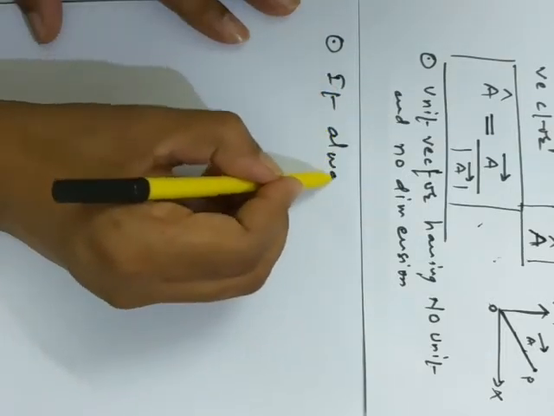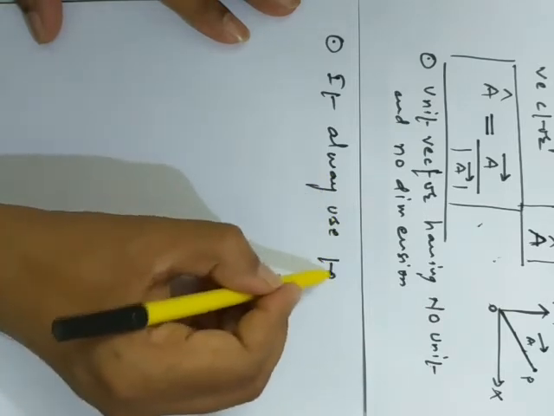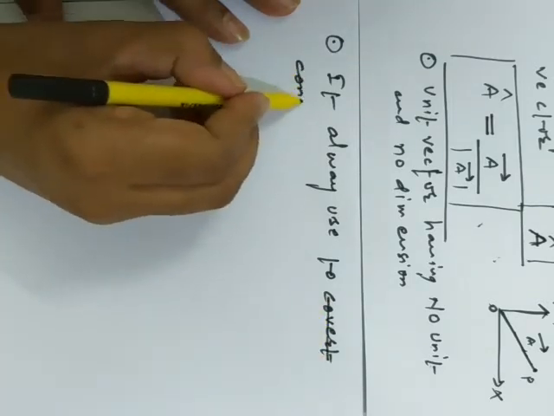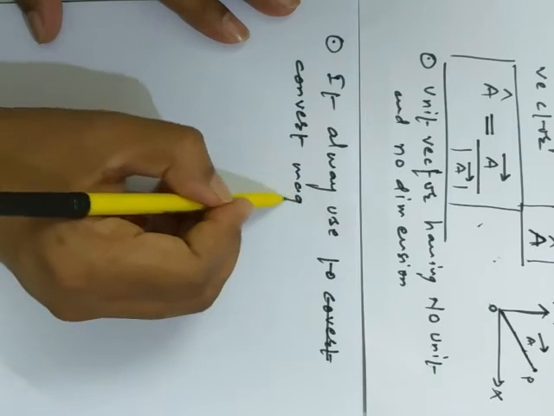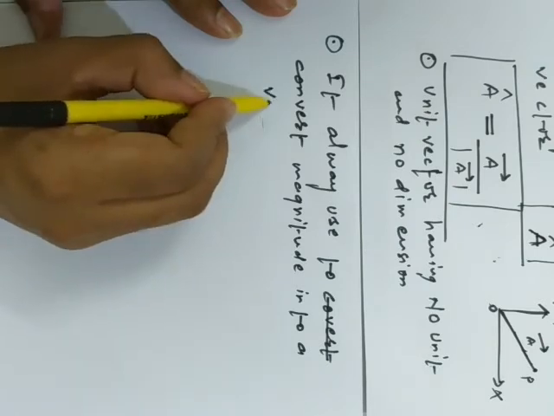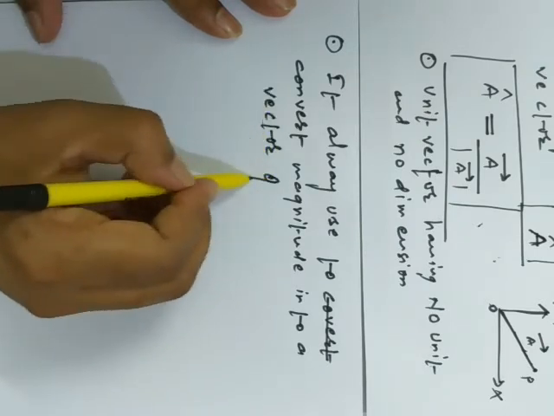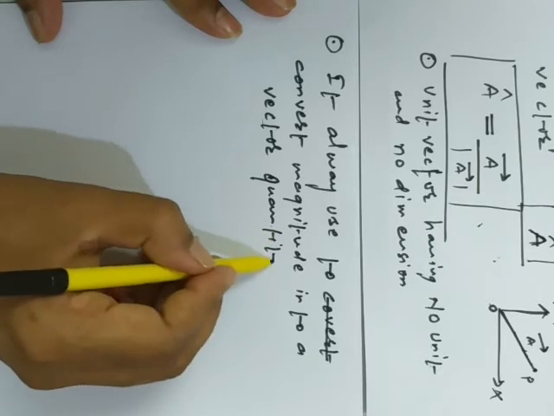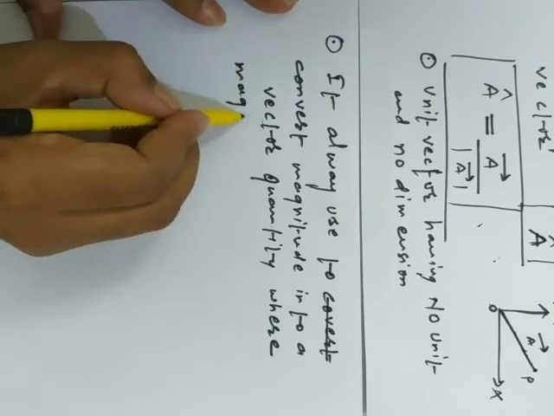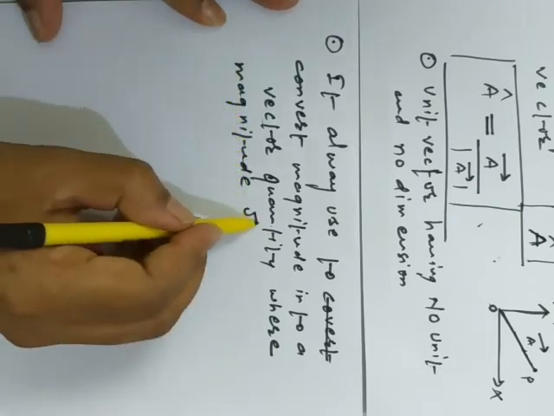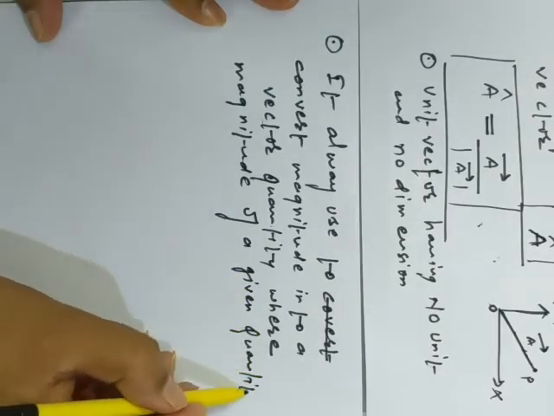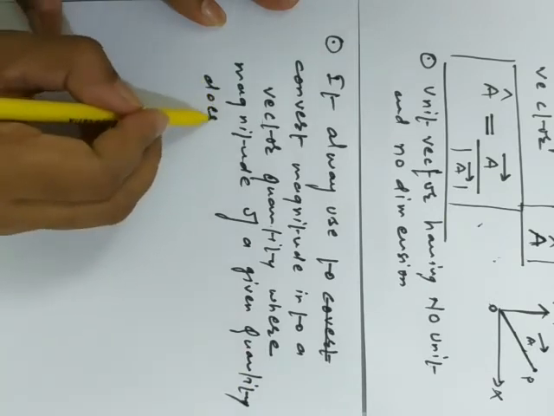It is always used to convert a magnitude into a vector quantity, where the magnitude of a given quantity does not change.